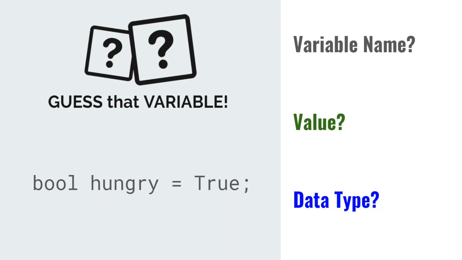Variable name, hungry. Value, true, always. Data type, Boolean. Boolean is a true or false. And there we went through some examples. Hopefully you got full marks. Oh, we have one more.